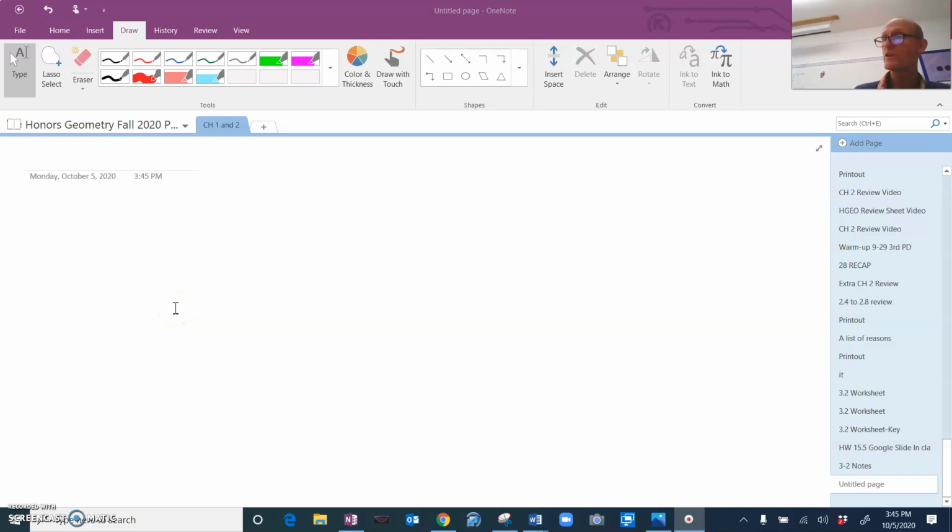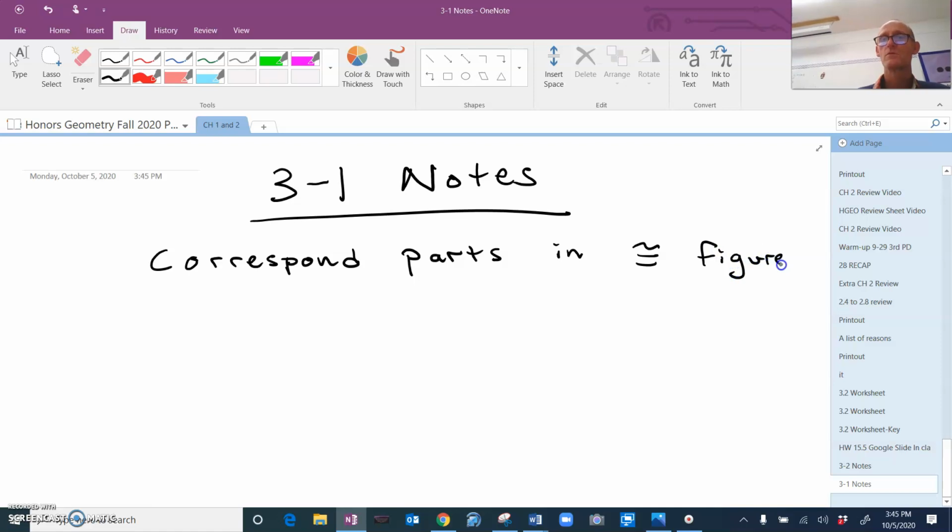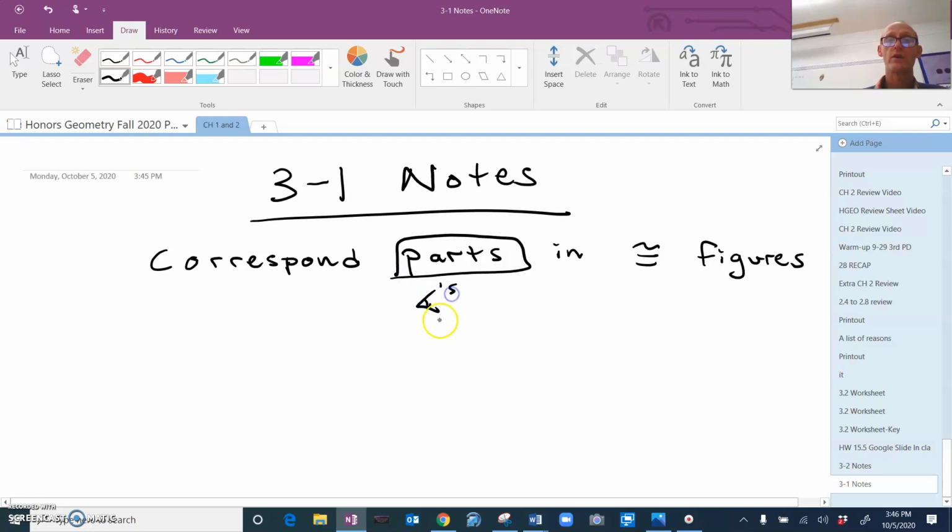This is 3-1 notes. I was going to do 3-2, but 3-1 notes. This is corresponding parts in congruent figures. This is the path from one part to another. So these parts I'm talking about are angles and segments.